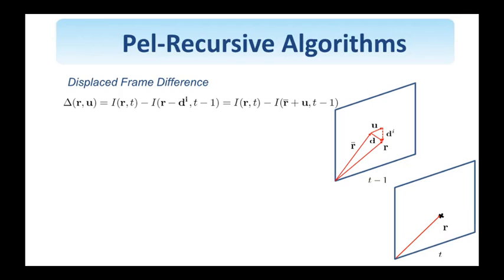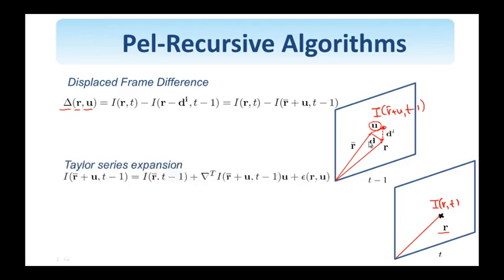We form now the displaced frame difference delta, which is a function of r. This is the point at which you are interested in finding the motion vector, and u, this correction term based on the initial estimate of the motion d of I. So the displaced frame difference is the temporal derivative between the intensity at this point and the point over here, which is denoted like this, and it's based on the initial estimate of the motion vector d of I. So the displaced frame difference again is the temporal derivative along the motion trajectory based on the initial estimate of the motion.